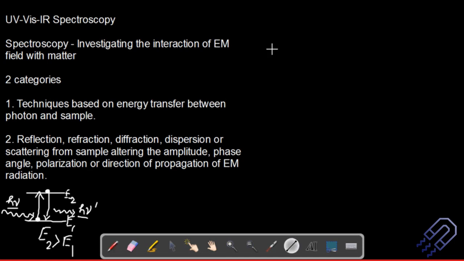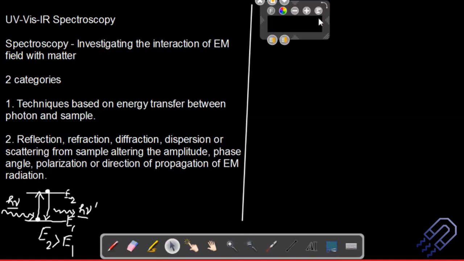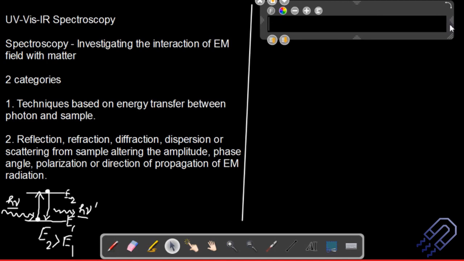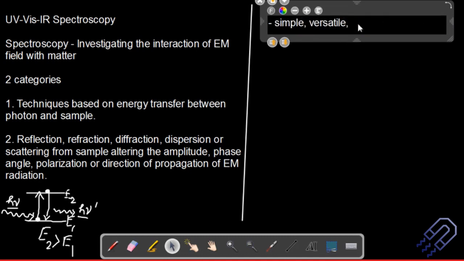So this is the basic idea, and this is something you have already learned in the PPTs that you have seen before. Let's try to write down some properties here. These spectroscopic techniques that we are talking about are simple. They are versatile, can be used for different purposes. At the same time, they are fast. It does not take that much time.